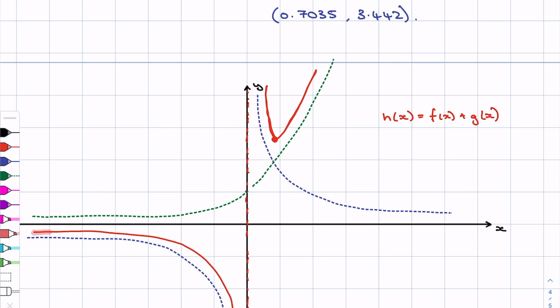Now I'll show it up by highlighting what h(x) is going to look like. Okay, that gives us a highlight of the graph. And then we've got a sketch of h(x).